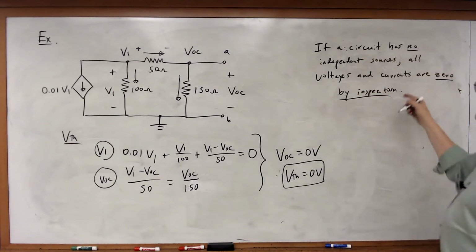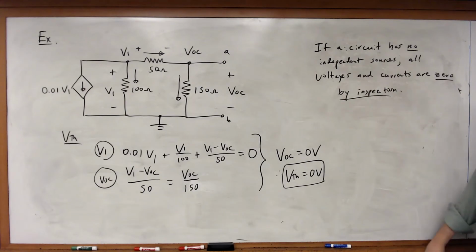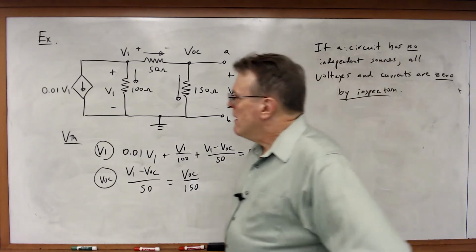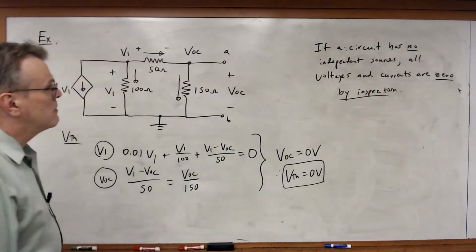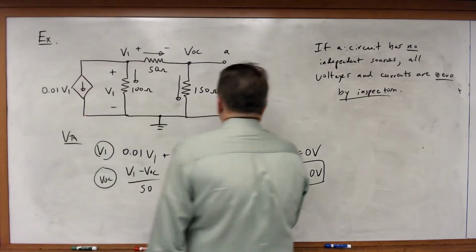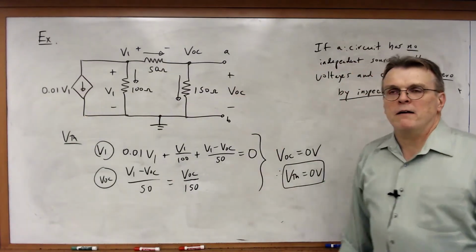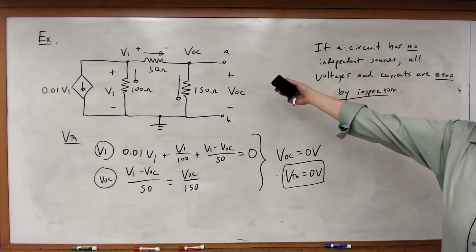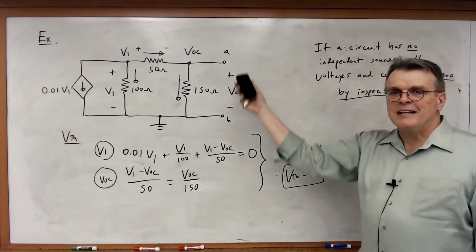So by inspection, all voltages and currents are 0 if the circuit has no independent sources. Okay? What about the Thevenin resistance? Can it have a Thevenin resistance? No, absolutely. Let's go ahead and apply source driving. In this case, I'm just going to apply it to the original circuit. There's nothing in here to zero out.